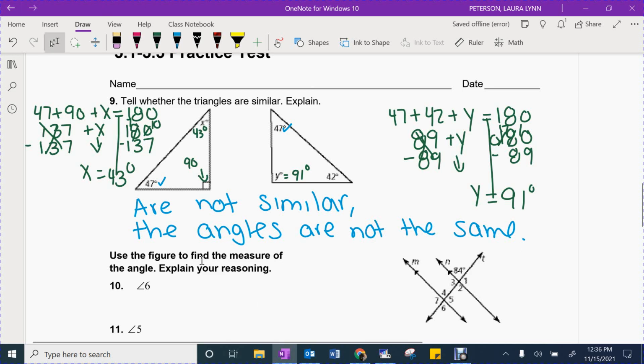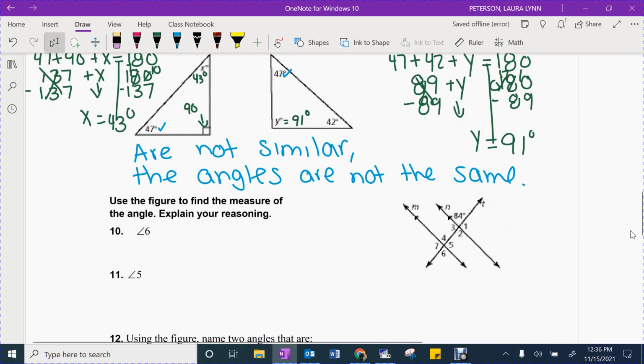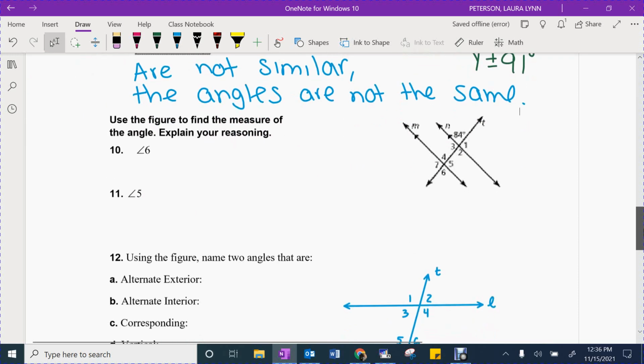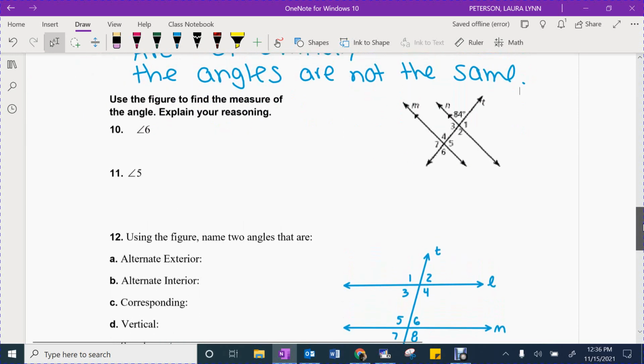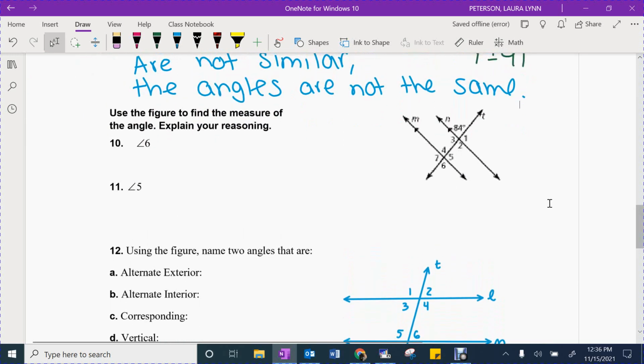Okay, these next few questions are all related to section 5.5, which is when we are learning all of those names of angles that are parallel lines cut by a transversal. It forms 8 different angles, and all of these angles have special relationships. Starting with question 10, we have to use the one number we have, which is 84 degrees, and figure out how we can find these missing numbers.